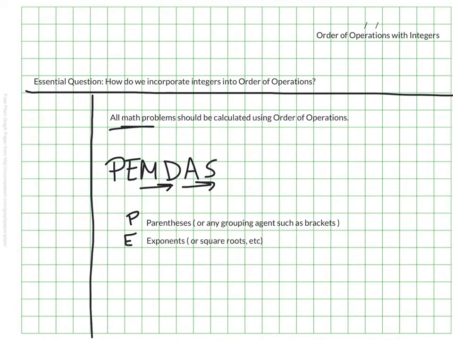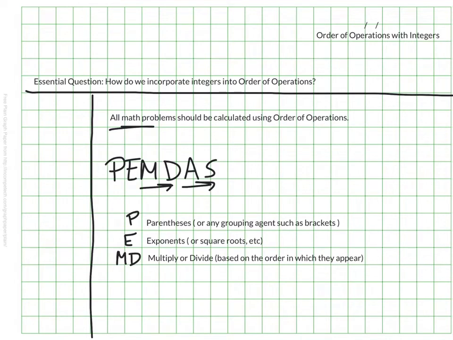The E, of course, we think of as exponents, but again, we want to make sure that we realize this incorporates things like square roots or cube roots as well, right? Those fall in the same family. So we have E for exponents, but it could also be its related partner, the square root.